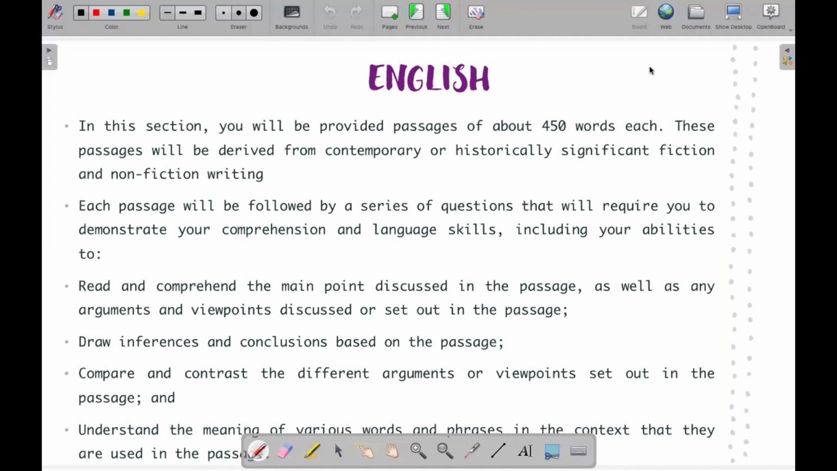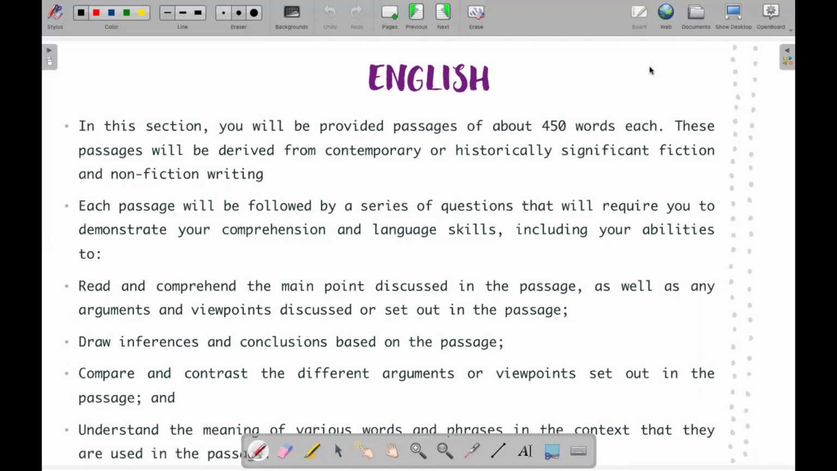In this section, you will be provided with passages of about 450 words per passage. These passages can be from anywhere. They can take articles from editorials. They can take articles from the Economic Times, The Hindu, The Telegraph, etc. They can also at times take passages from fictional books or even non-fictional writing.